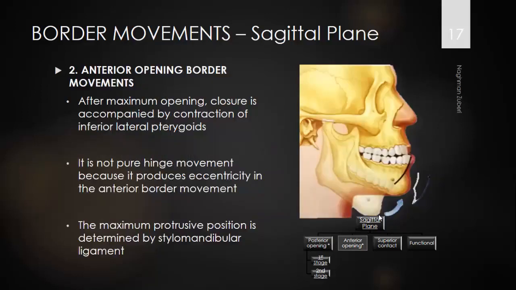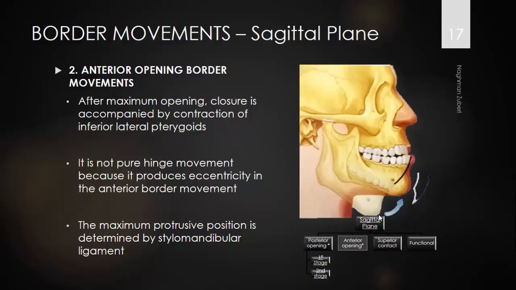Anterior opening border movement. After maximum opening, closure is accompanied by contraction of inferior lateral pterygoids. It is not a pure hinge movement because it produces eccentricity in the anterior border movement. The maximum protrusive position is determined by stylomandibular ligament.